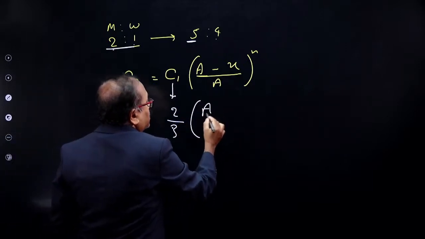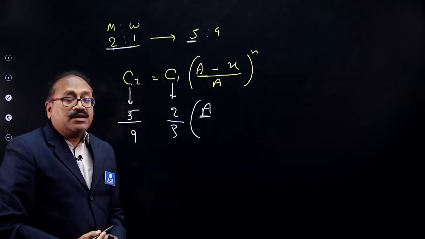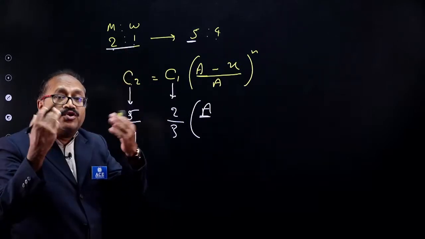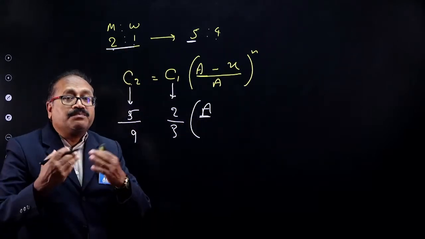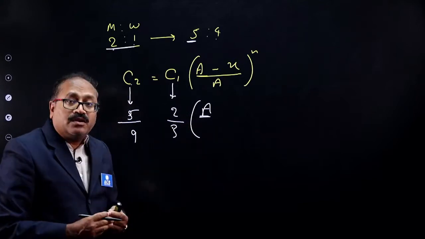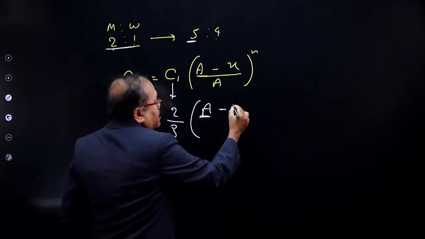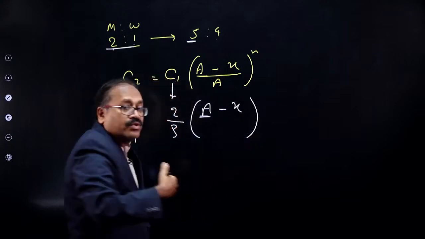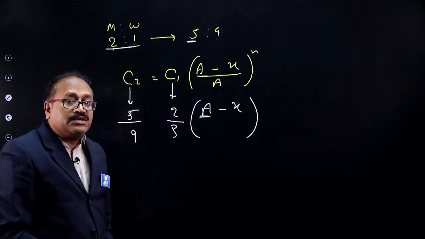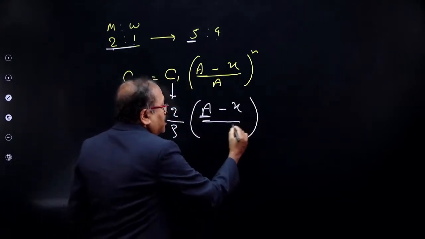A is the initial quantity of the mixture. In case of pure milk, it is milk. In case of pure alcohol, it is alcohol. And what is X? The quantity which is removed or replaced. Quantity which is replaced by A.